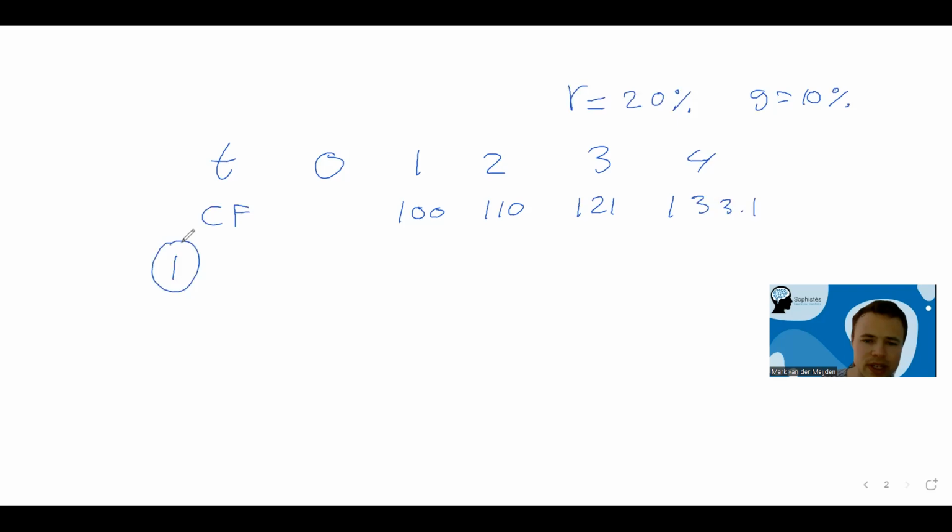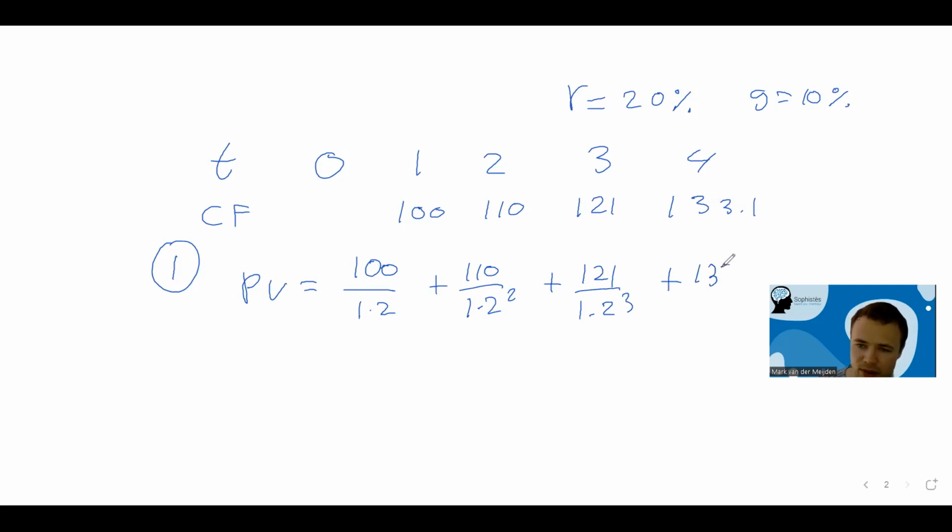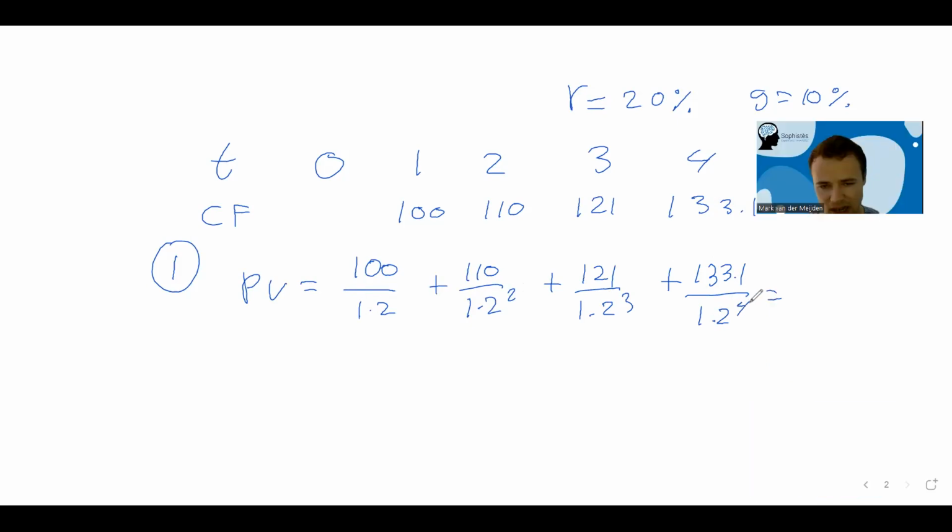And then there are again 2 ways to calculate the present value. One way is to say 100 divided by 1.2 plus 110 divided by 1.2 squared plus 121 divided by 1.2 cubed and 131.1 divided by 1.2 to the 4th. However, you can imagine that again, if you have 30 different cash flows, it would take you a long time to calculate the present value using the first method.